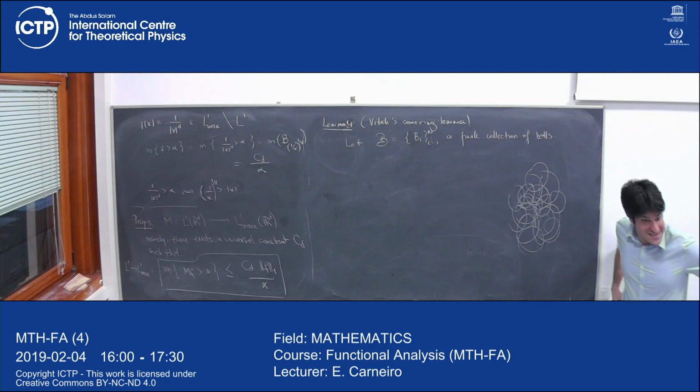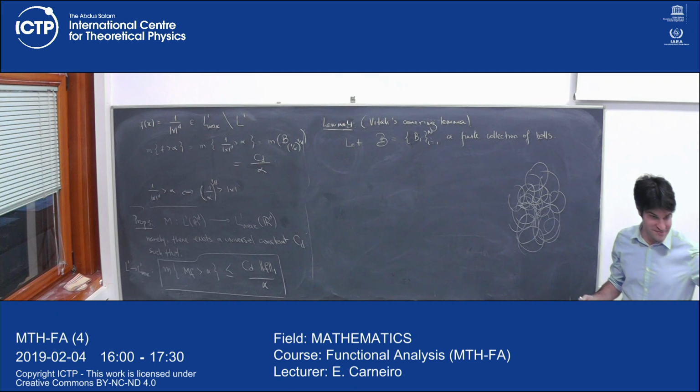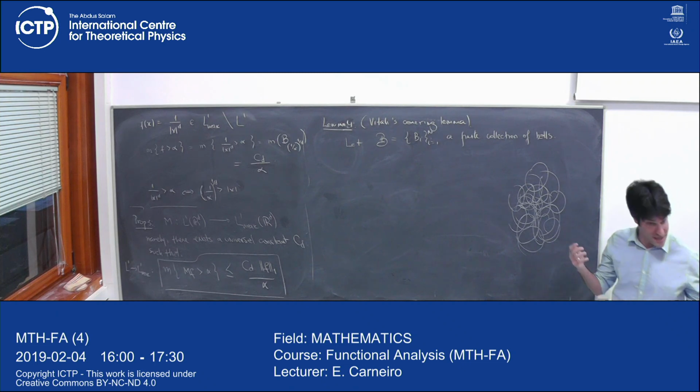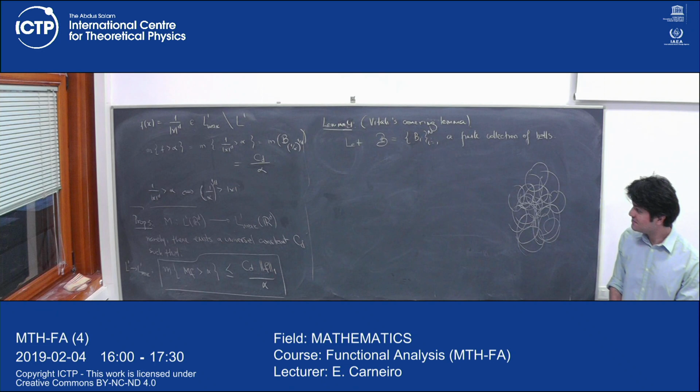Vitali's covering lemma says that there is a universal number that depends on the dimension, let's say 2%, that for any crazy collection of balls that you have, you can always find a sub-collection which is disjoint and covers that percentage of mass. Say, we can find a sub-collection of these balls which is disjoint and covers 2% of the whole space covered by these balls.